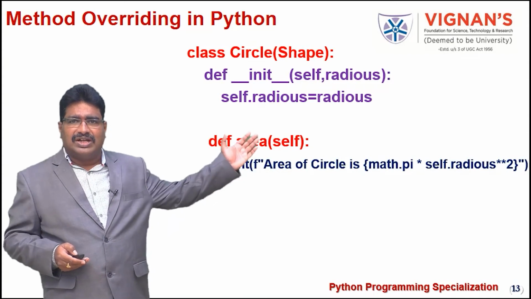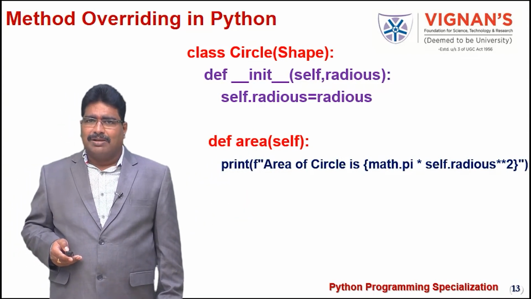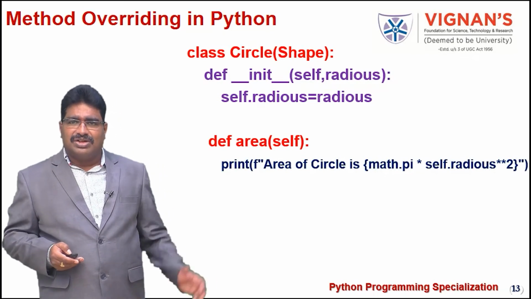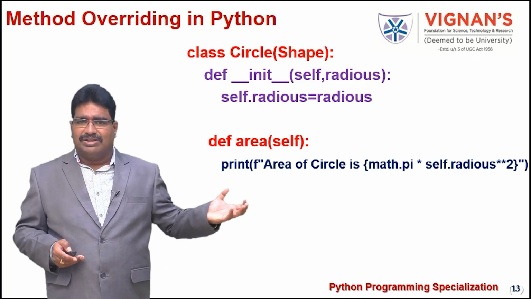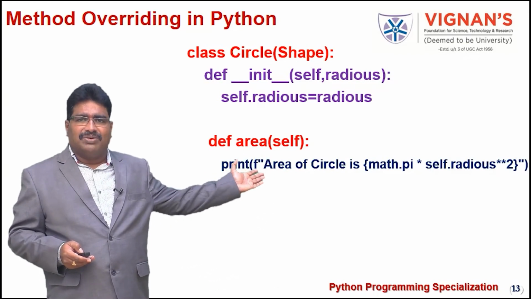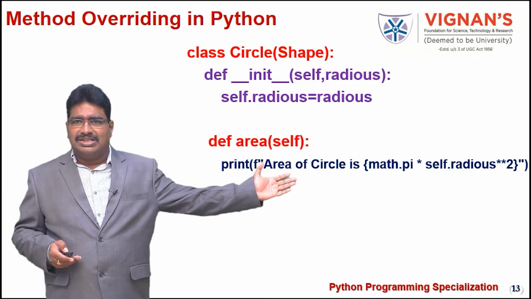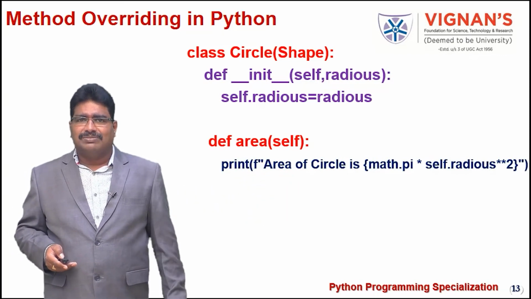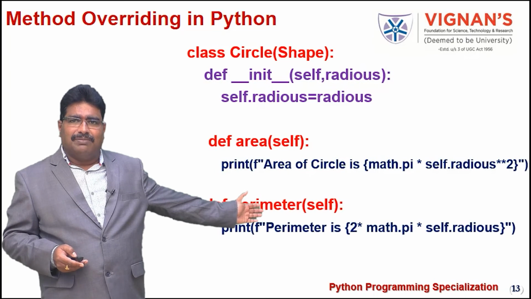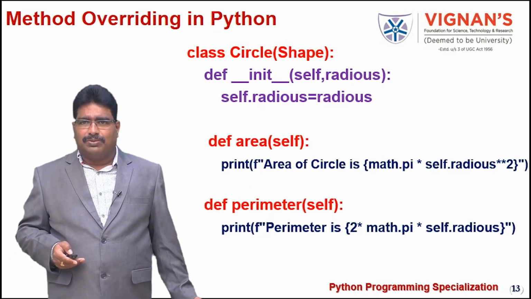And here we calculate the area. We already know that the formula to calculate the area of a circle is pi r squared. For that reason, we use math.pi to get the value of 22 by 7, multiplied by r squared. So we define the area and print: the area of the circle is pi times r squared. Similarly, we define the perimeter. We already know that the formula for the perimeter is 2 pi r.